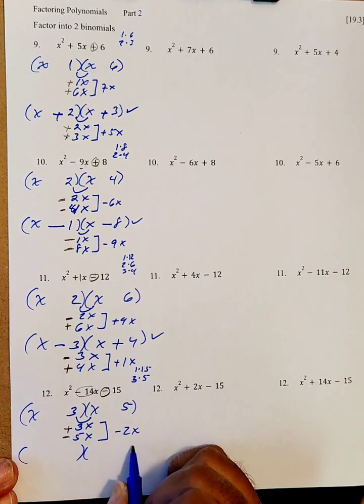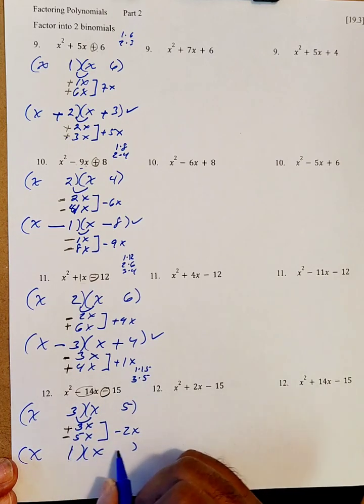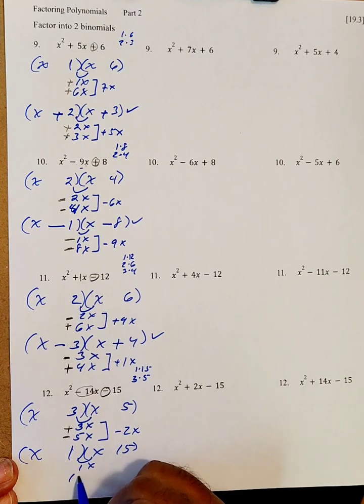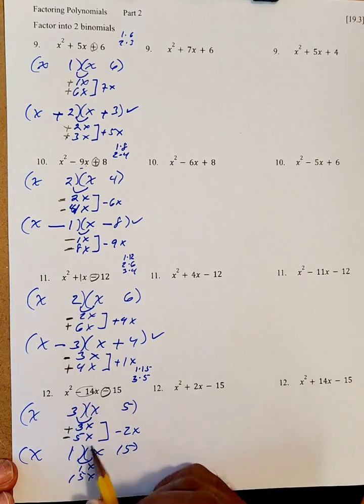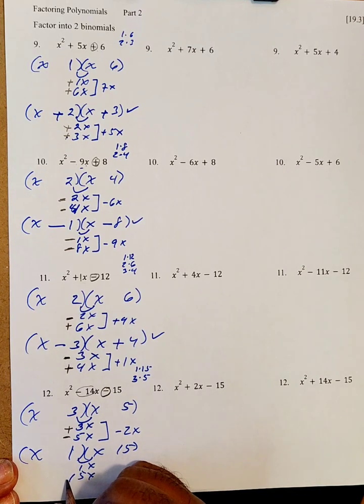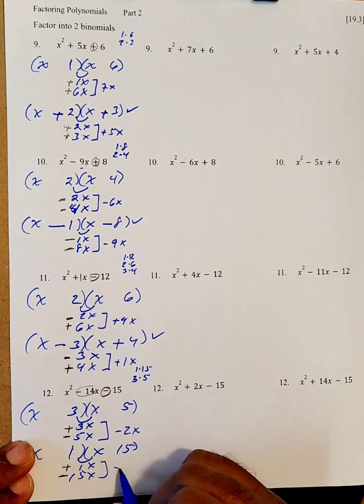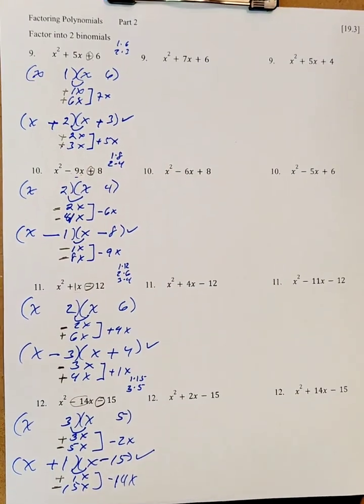So I'm going to now try x times x, but I'm going to try the 1 times 15. Okay, this gives me 1x, this gives me 15x, and I need different signs to give me a negative 14x. So different signs, I'll make the bigger sign negative, and this combination will give me a negative 14x. So we need a positive first, and then a negative secondly, and we have our factor.